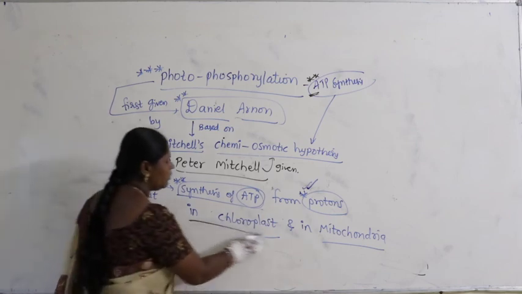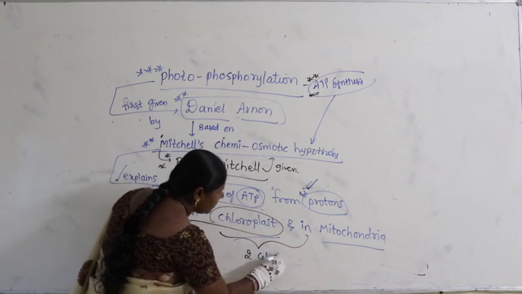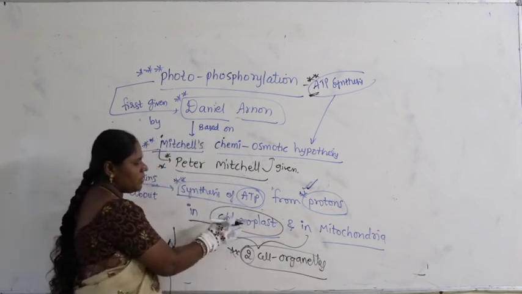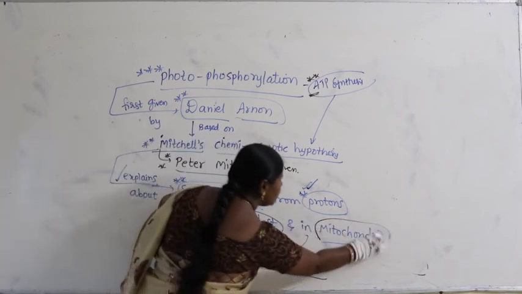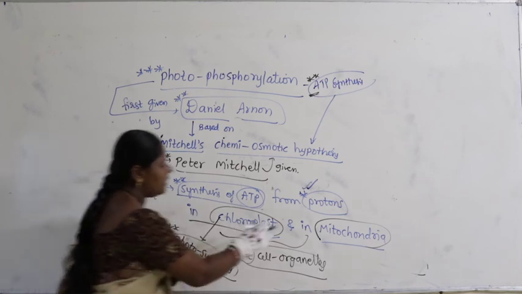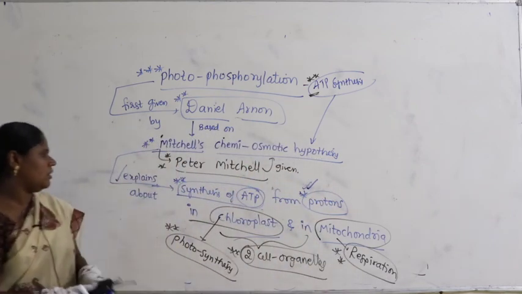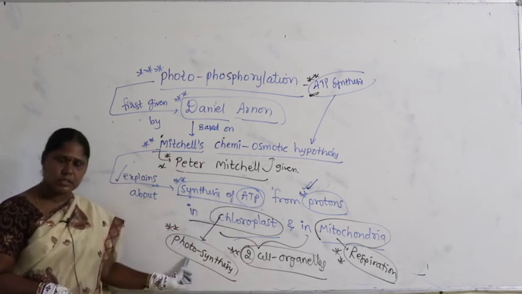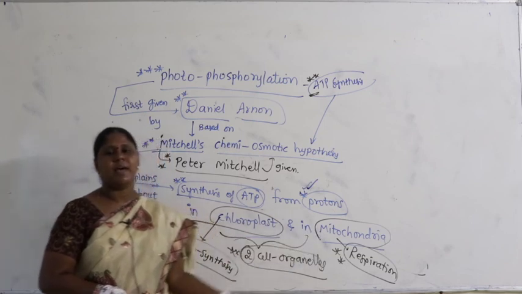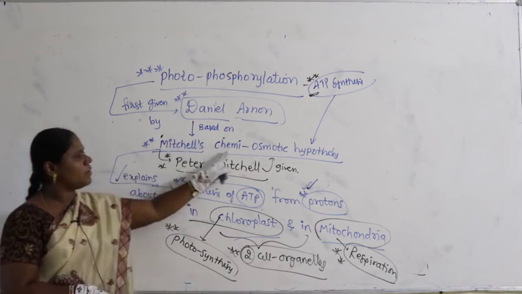So why are we taking two? Because phosphorylation, ATP synthesis, occurs in two important cell organelles. Which are those? One is chloroplast, the other is mitochondria. What happens in these two? In chloroplast, what occurs, as you all know very well, is photosynthesis. And in mitochondria, what occurs is respiration. So synthesis of ATP occurs in chloroplast in photosynthesis, which we are going to discuss now. Later we will also discuss synthesis of ATP in mitochondria during respiration. Remember, ATP synthesis in chloroplast and mitochondria is what is called Mitchell's chemiosmotic hypothesis.